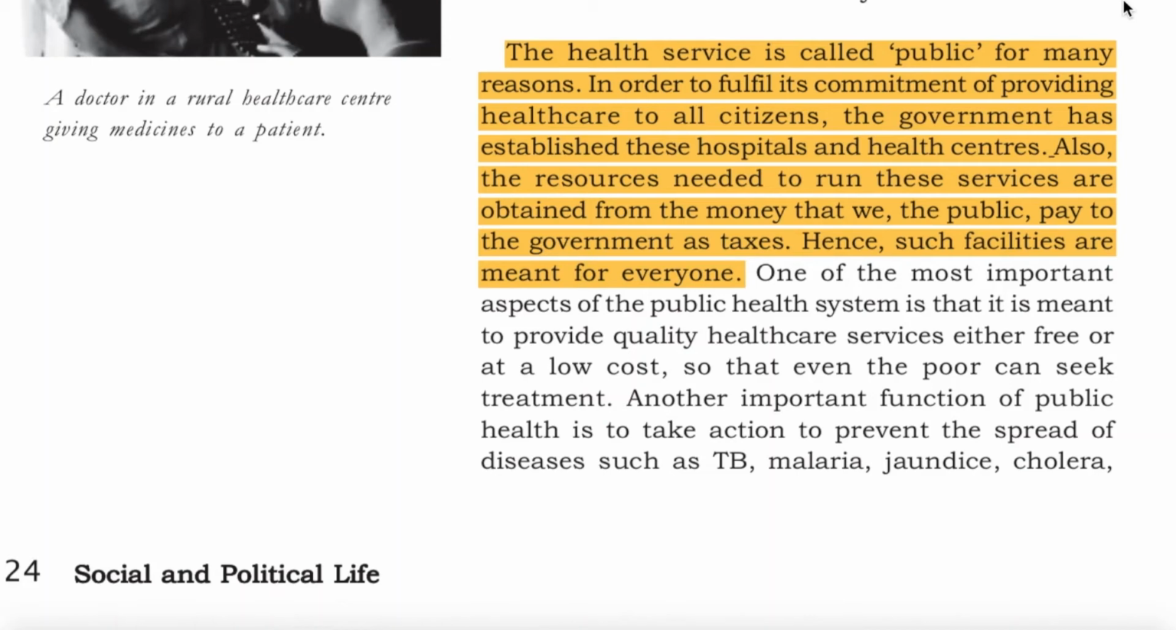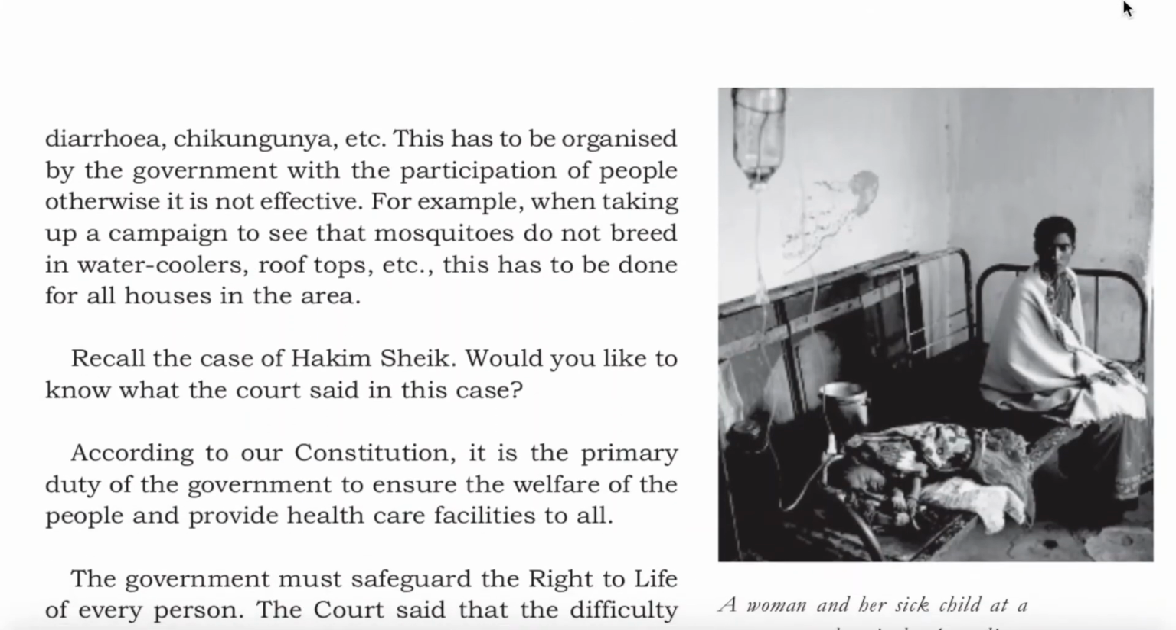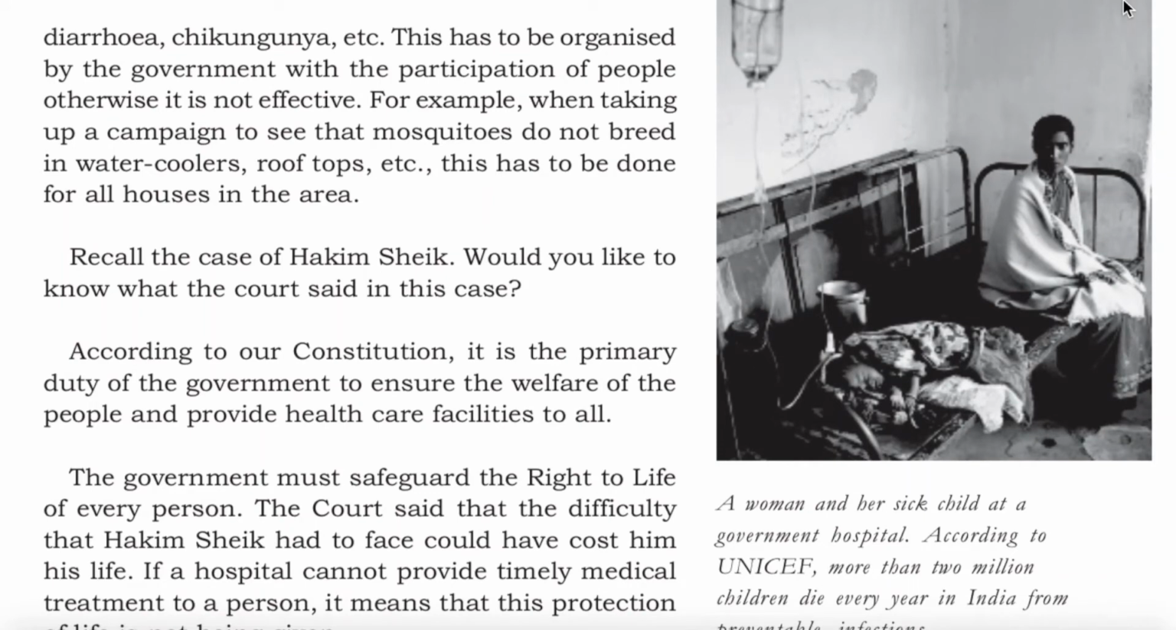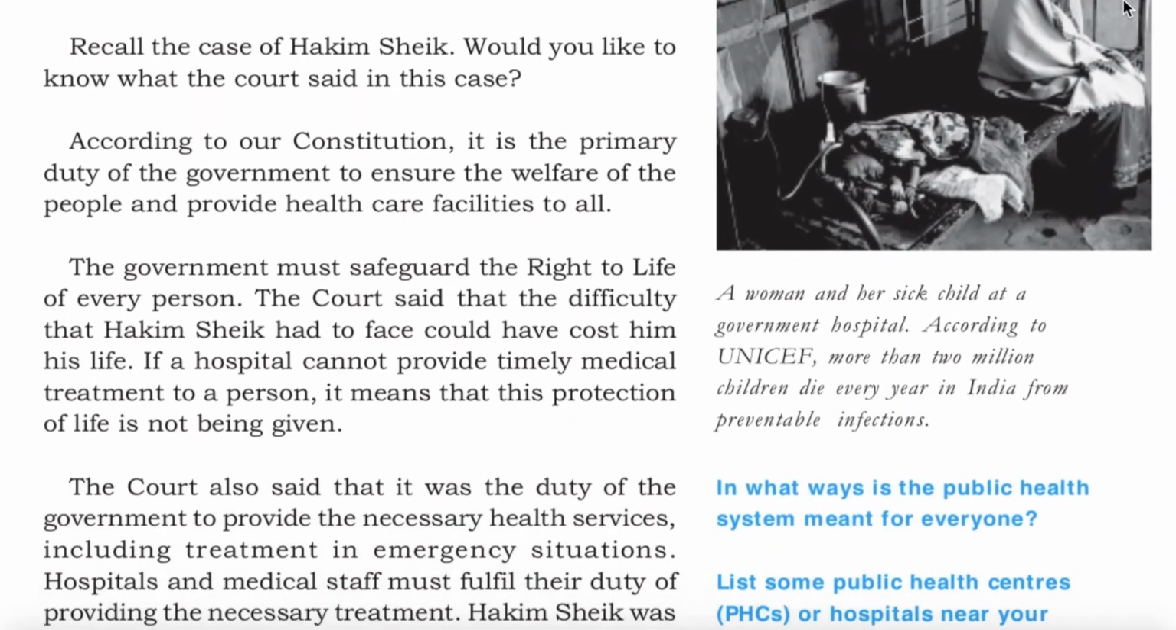Another important function of public health is to take action to prevent the spread of diseases such as TB, malaria, jaundice, cholera, diarrhea, chikungunya, etc. This has to be organized by the government with the participation of people, otherwise it is not effective. For example, when taking up a campaign to see that mosquitoes do not breed in water coolers, rooftops, etc., it has to be done for all houses in the area.